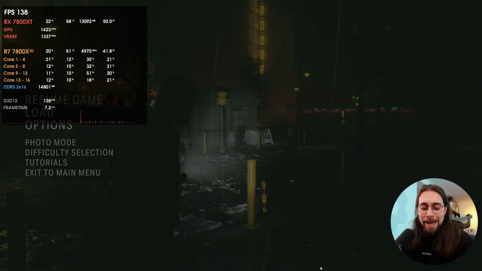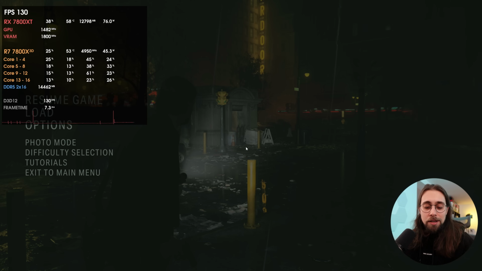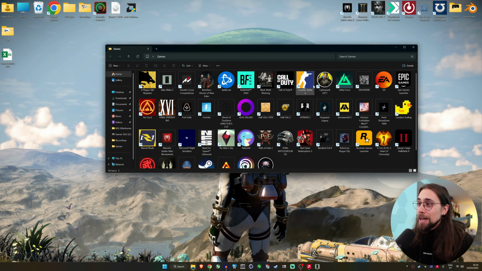Then we go to Alan Wake. We go Ctrl Alt plus S. Oh, and it isn't working. Yeah, it isn't working. Lossless scaling doesn't really work. It did work before with Alan Wake, but it seems to not be working now, which is odd.